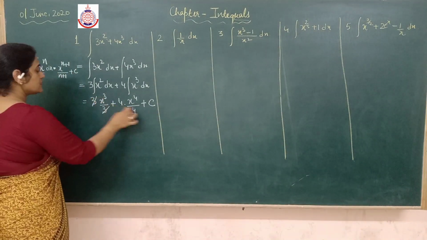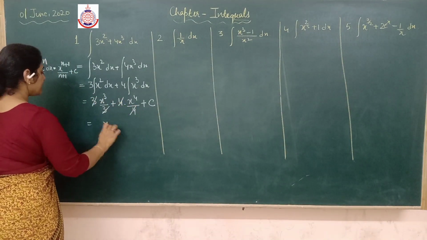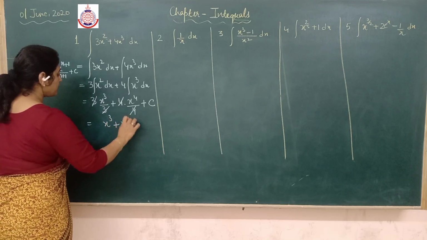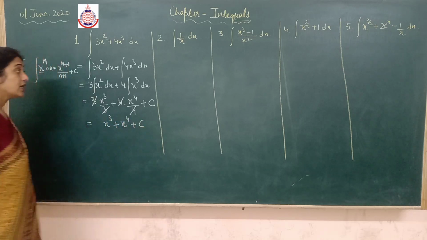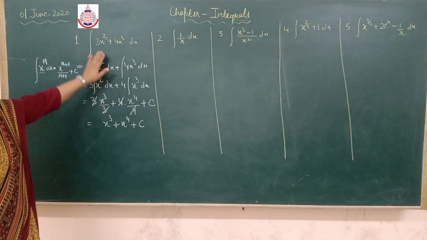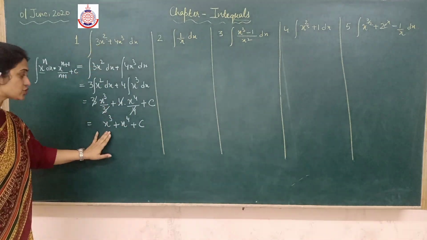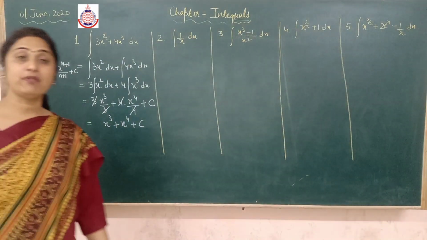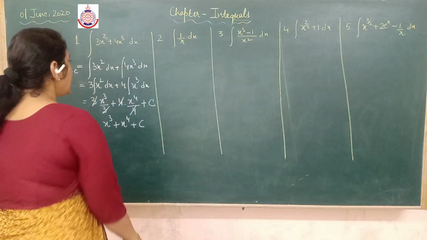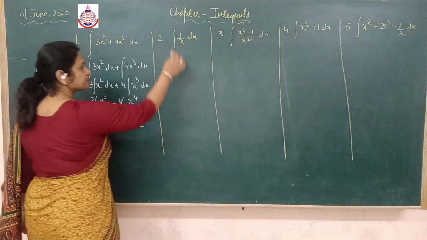3 and 3 cancel, 4 and 4 cancel, we are left with x raised to power 3 plus x raised to power 4 plus c. Alright, so integration of this is x raised to power 3 plus x raised to power 4 plus c. Alright, let's take the second problem.